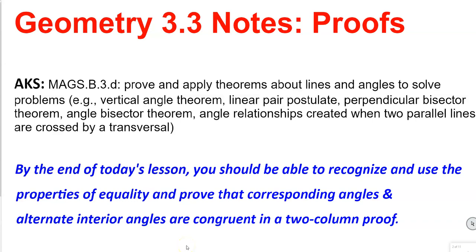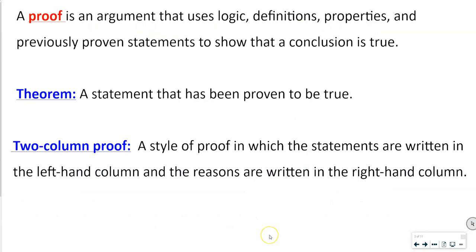So by the end of today's lesson, you should be able to recognize and use the properties of equality and prove that corresponding angles and alternate interior angles are congruent in a two-column proof. There are different types of proofs, and we're just going to talk about two-column proofs today. So a proof is an argument that uses logic, definitions, properties, and previously proven statements to show that a conclusion is true. So your blank in your notes shows that word proof.